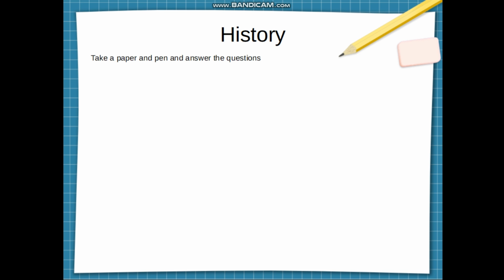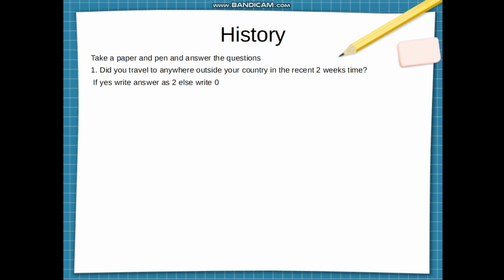First of all, get a paper and a pen and be ready to answer the following questions which I am asking you right now. First, did you travel anywhere outside your country in the recent 2 weeks' time? If yes, you can write 2, and if no, you can write 0 and keep a plus mark so that you can add the scores from now on based on the following questions.